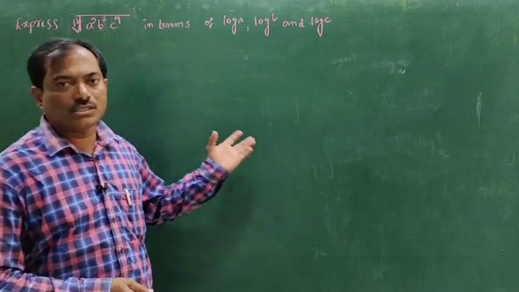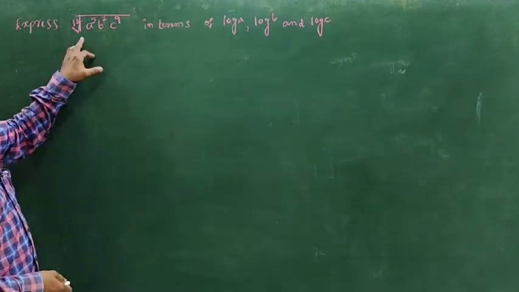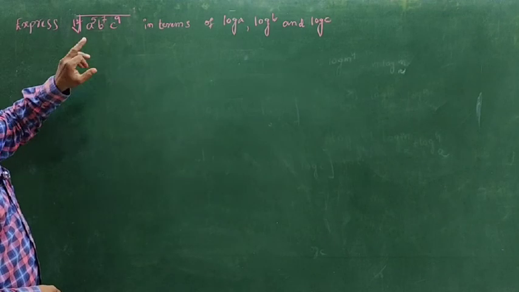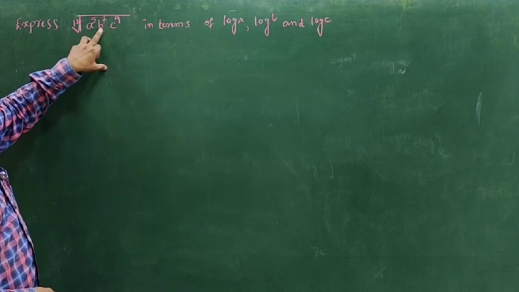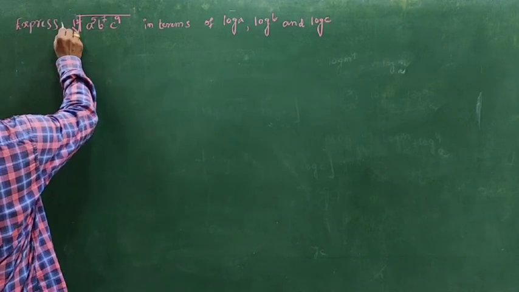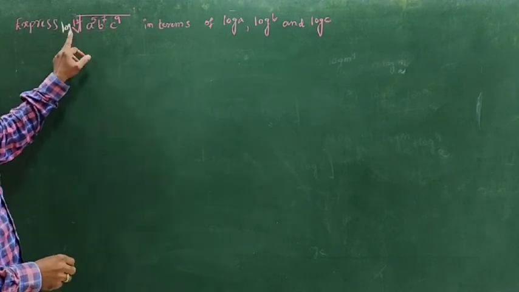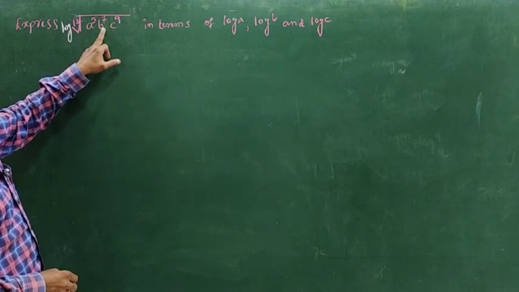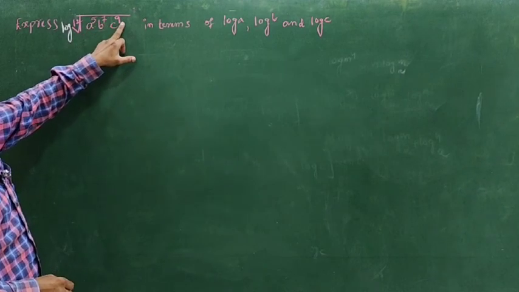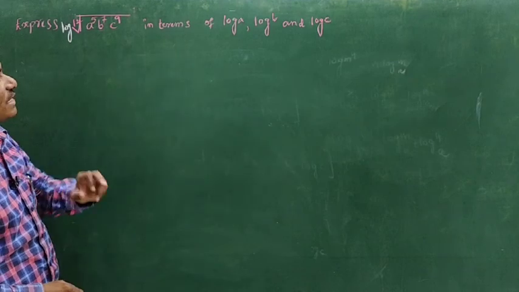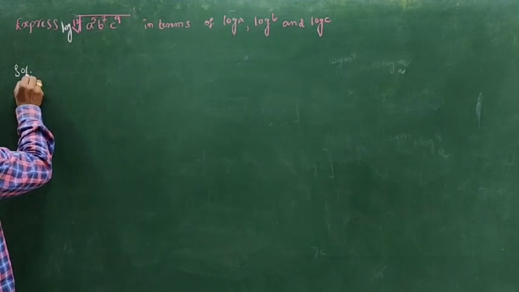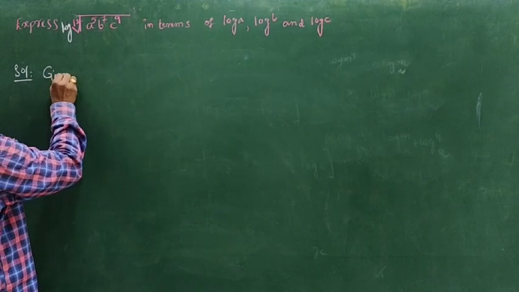Students, now this is the second example. Express log of the 12th root of a to the power of 5 b to the power of 7 c to the power of 9 in terms of log a, log b, log c. Now the solution is as follows.